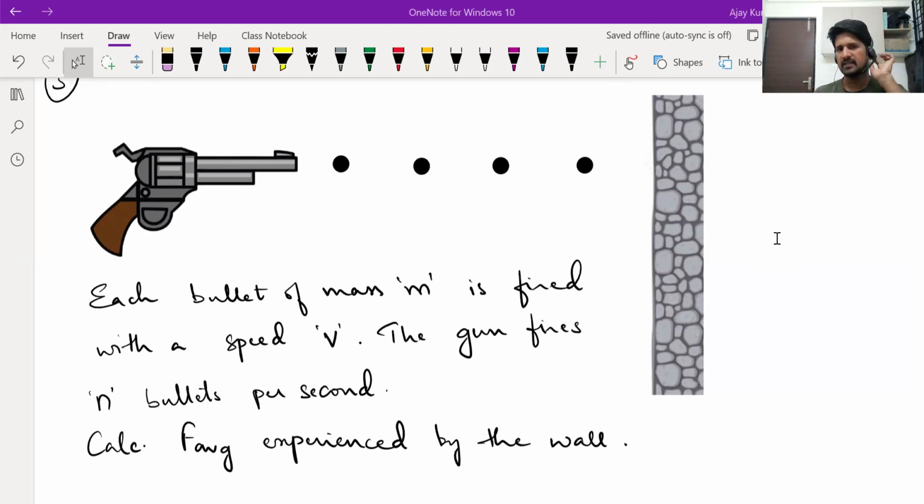I got one answer as nmv by delta t. I got another answer as nmv. See, there's no delta t given in the problem, so you should not have a delta t in the answer.